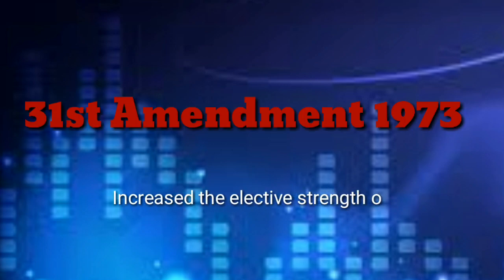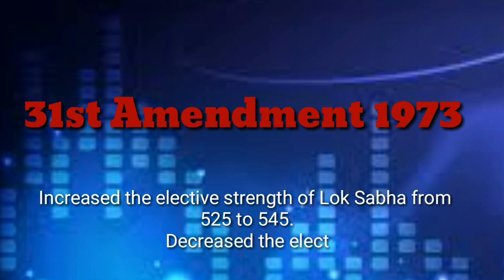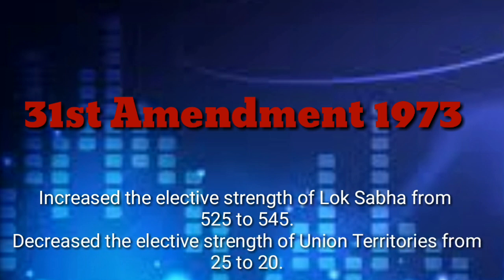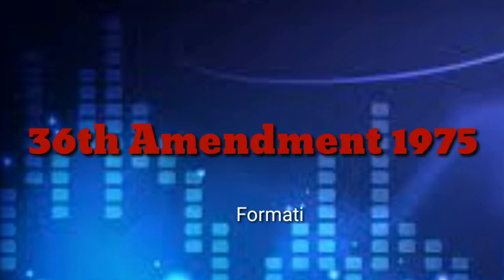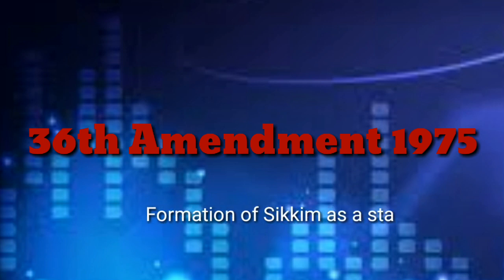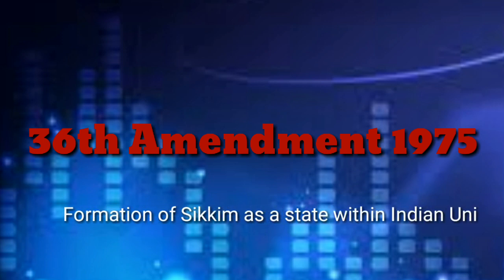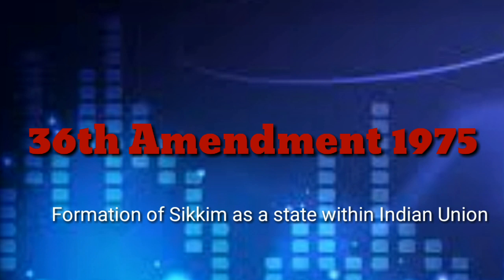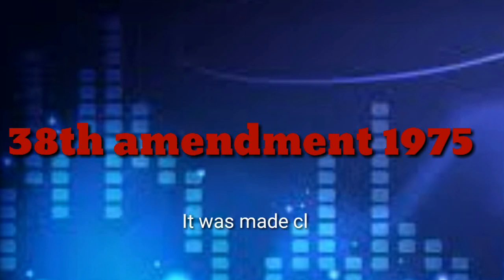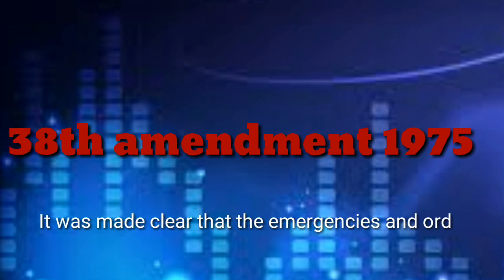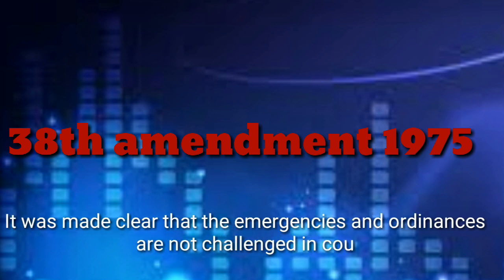31st Amendment Act 1973 increased the elective strength of Lok Sabha from 525 to 545 and decreased the elective strength of union territories from 25 to 20. So, it increased the strength of Lok Sabha from 525 to 545. 36th Amendment 1975, formation of Sikkim as a state within the Indian Union. 38th Amendment 1975 made clear that the emergencies and ordinances are not challenged in courts.